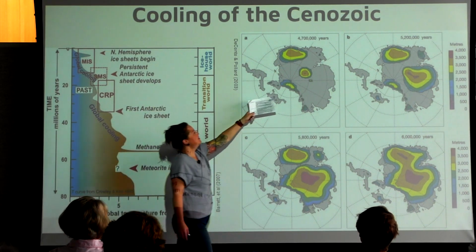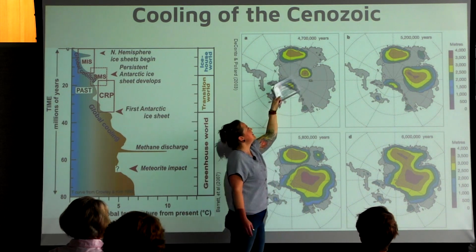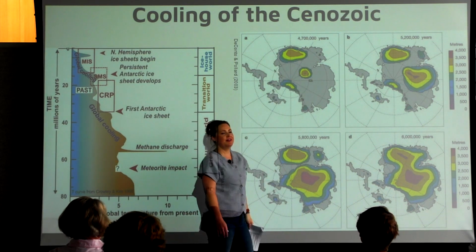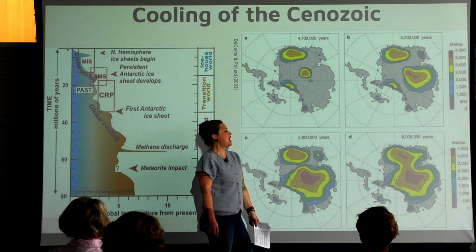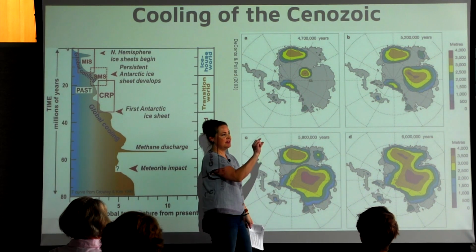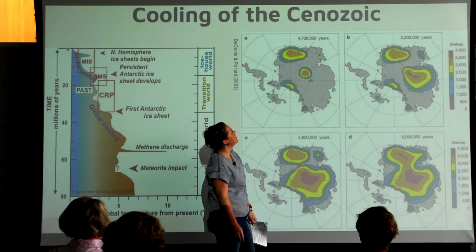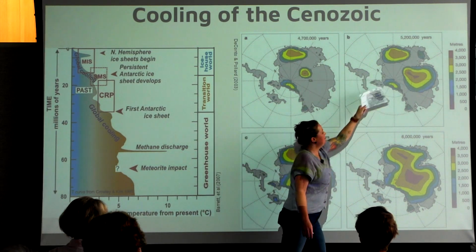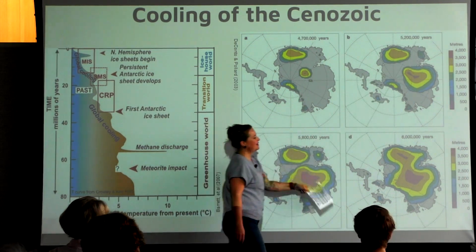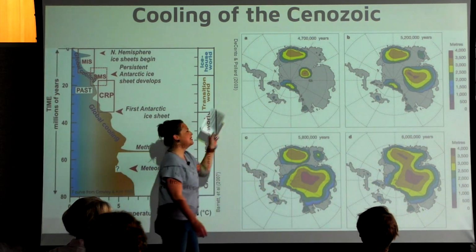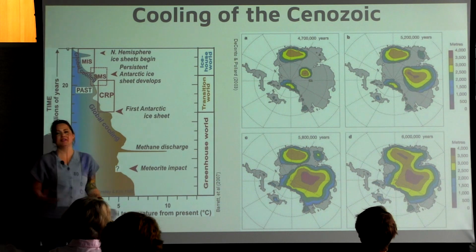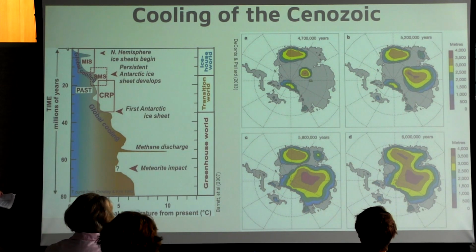So you start out with ice just forming in the high elevation areas. If you were unfamiliar, Antarctica has a bunch of giant mountain ranges that we just see the tips of because it's covered in ice. It grows a little bit bigger, grows a little bit bigger, and then they finally connect, and boom, we have our ice sheet. So this is a model of how we think the ice might have grown on Antarctica.